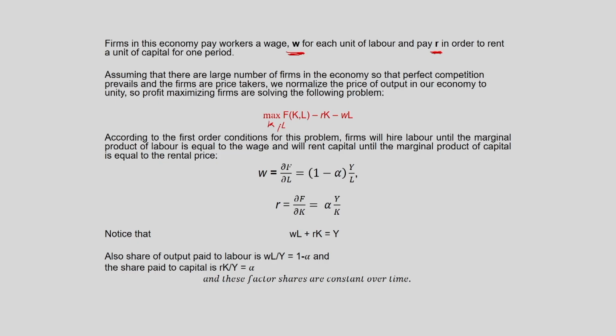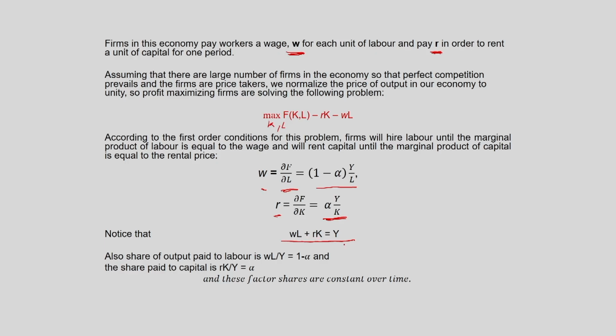The partial derivative with respect to labor gives us the wage rate, W = (1 − α) Y/L, and the partial derivative with respect to capital gives us R = α Y/K. This can be written in the form Y = WL + RK. So this is basically the total output Y of the economy being distributed as wages to labor and rent on capital.